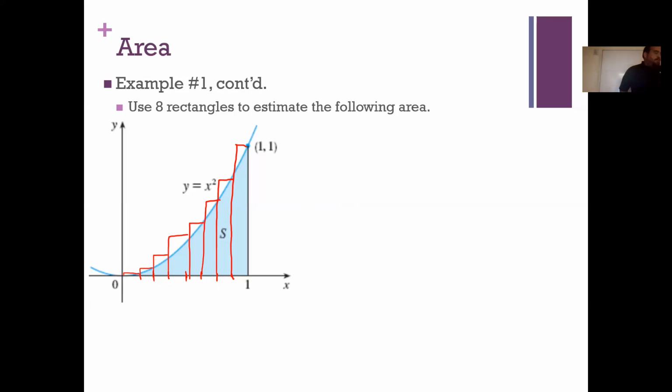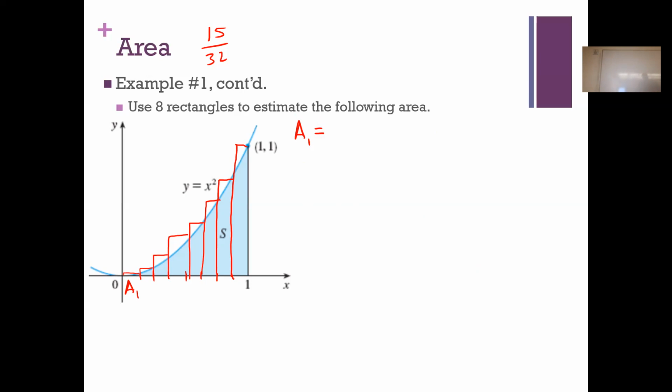So just to give ourselves a benchmark, I'll write down 15 over 32 because that was our area when we did 4 rectangles. So now I'm going to find 8 areas. Let's start on the left-hand side. I want to find the area of this rectangle here. I'll call it A1. Let's find that one, and then we'll generalize it to get the other 7.